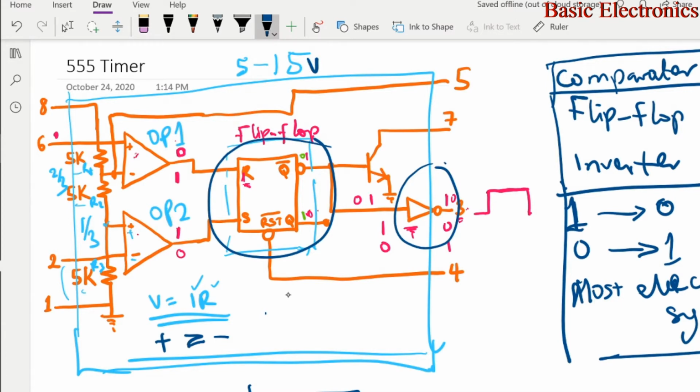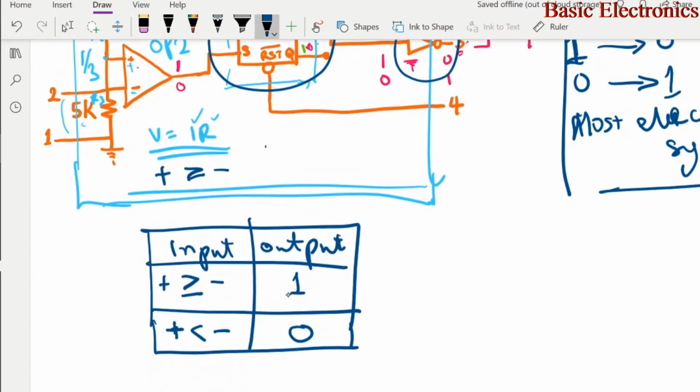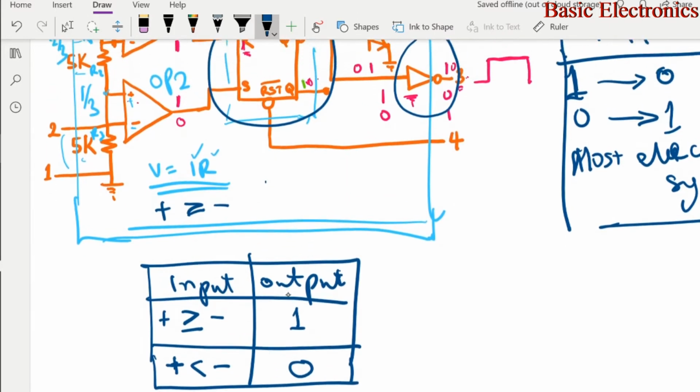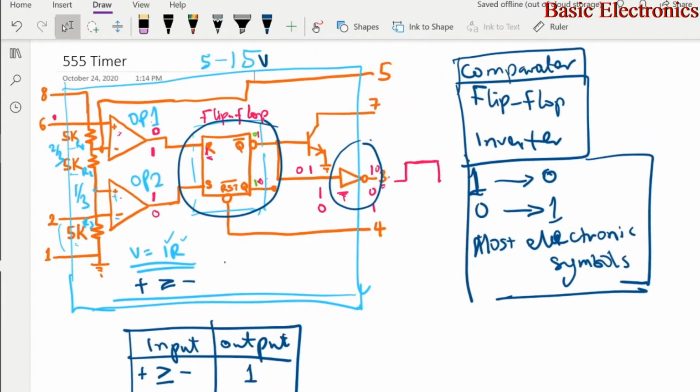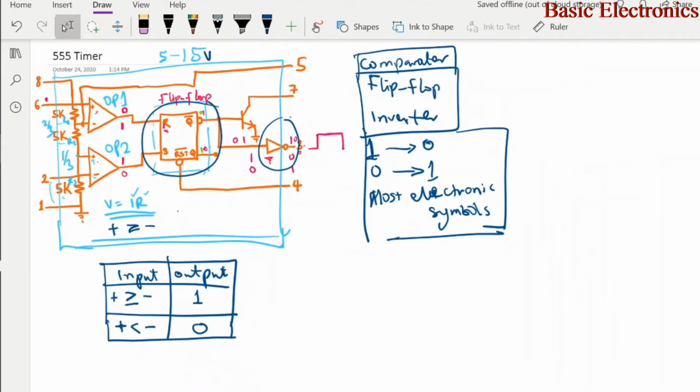Alright, so let's use this table here as a rule of thumb as we go through this illustration. Let's make it a little bit smaller. Okay.